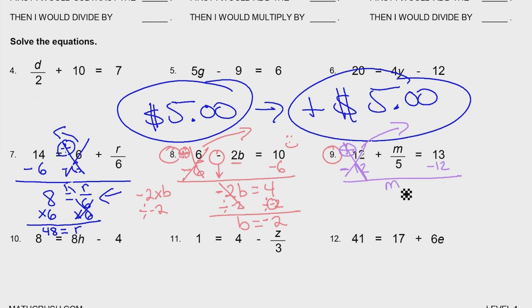12's are gone because 12 minus 12 is 0. So we're left with m over 5, or m divided by 5, equals 13 minus 12, which is 1. We know that right there is m over 5, or m divided by 5. And if we send the 5 to the opposite side, we have to do the opposite operation, which is multiplication. So we're going to times by 5, times by 5. And the 5's cancel each other out. So we're left with m equals 1 times 5, which is 5.